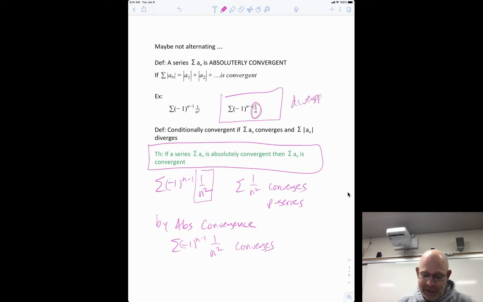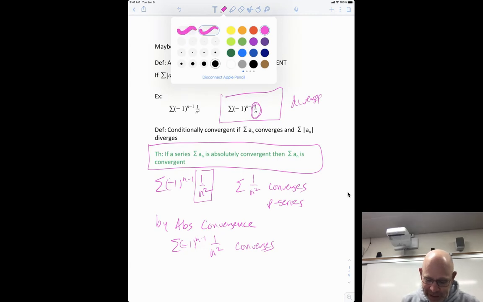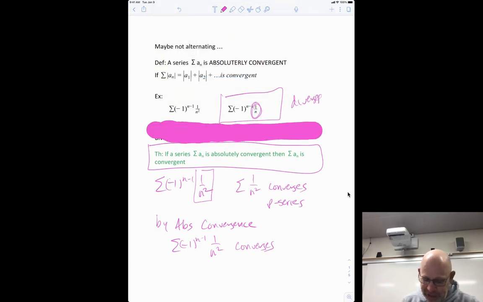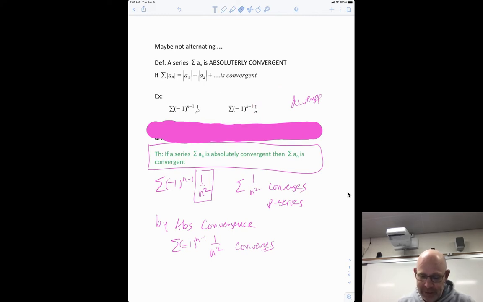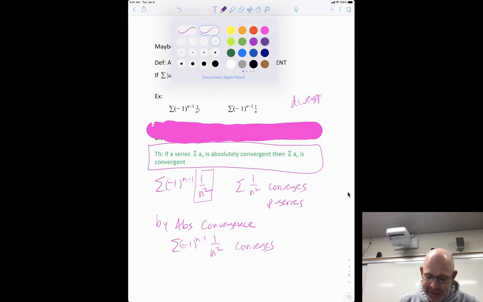So actually, I'm going to do something. Hang on one second. I'm just going to cover that up for just a second. So I want you to notice something. I'm just going to do this quickly to save some time. Both of these, try that again. Change the color so you can see it.